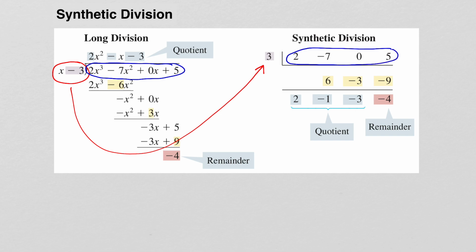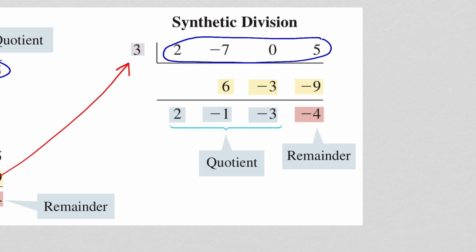And then now the process begins. And the process is essentially this. The first number here is going to come down, and then we're going to multiply 3 times 2, which is 6, and then we add these numbers. Negative 7 plus 6 is negative 1. And then repeat. 3 times negative 1 is negative 3. 0 plus negative 3 is negative 3. 3 times negative 3 is negative 9. And 5 plus negative 9 is negative 4.